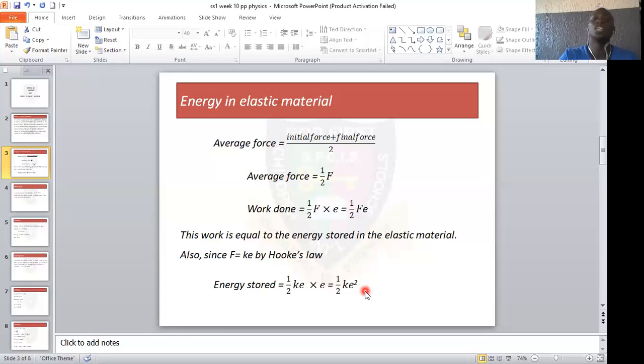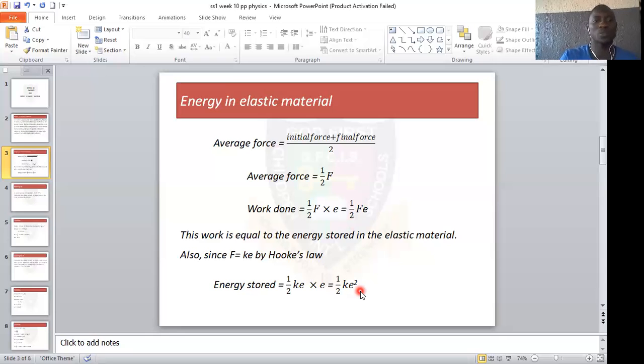In another question where you're asked to calculate the work done, whereby force is given and extension is given, you can easily use average force times extension. But in the case whereby you are given the force constant and not the force, you are given the extension, so this is the formula to use. These are the two formulas by which you can calculate the energy in an elastic material, or the work done by the force in an elastic material.